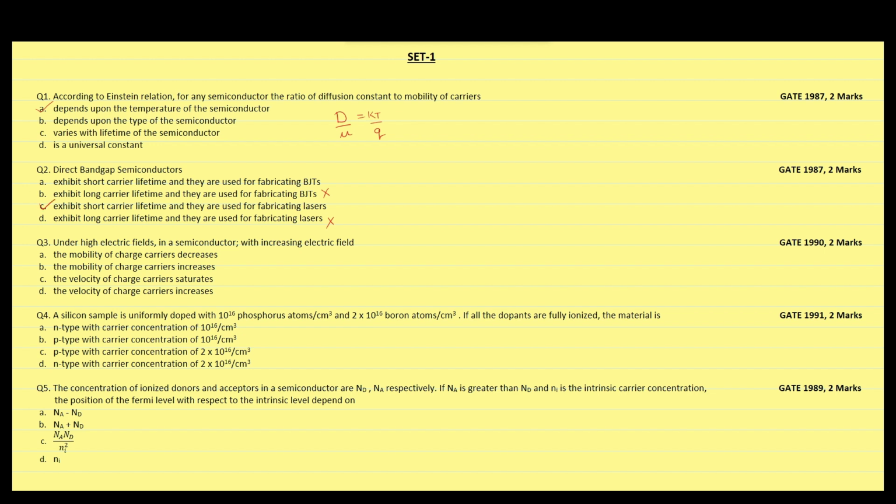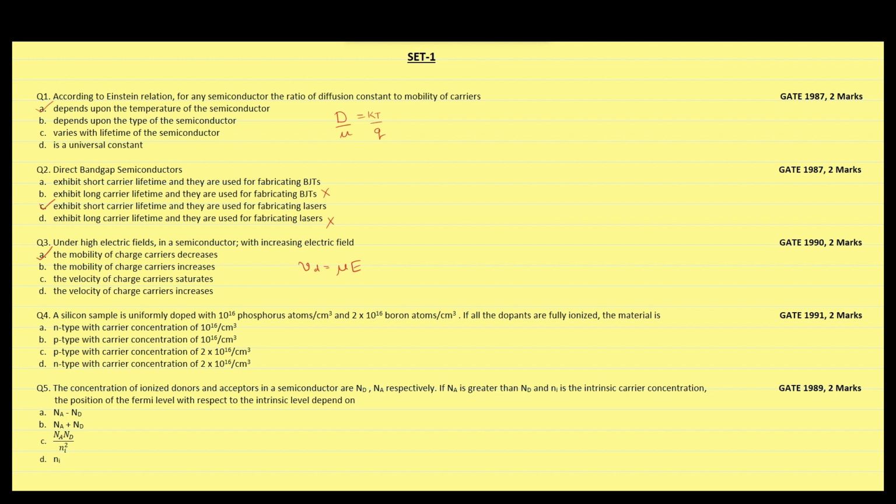Under high electric field in a semiconductor with increasing electric field, we have studied this topic and also have drawn two different graphs, one for mobility and other for velocity with respect to electric field. And you know that initially mobility is independent of electric field, but under high electric fields the mobility of charge carriers begin to decrease. And also, you know that drift velocity is equal to mobility into electric field.